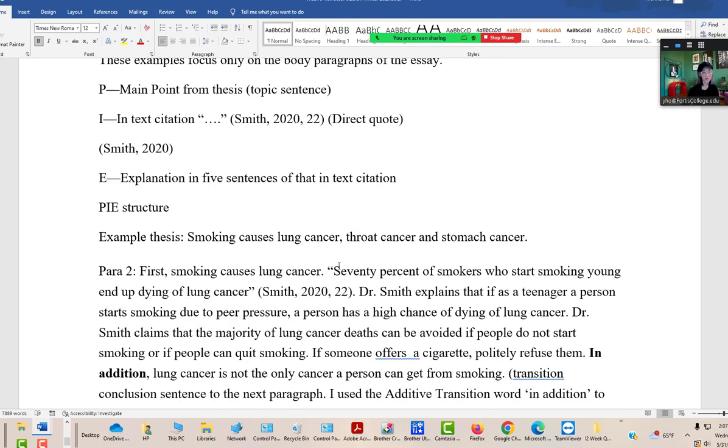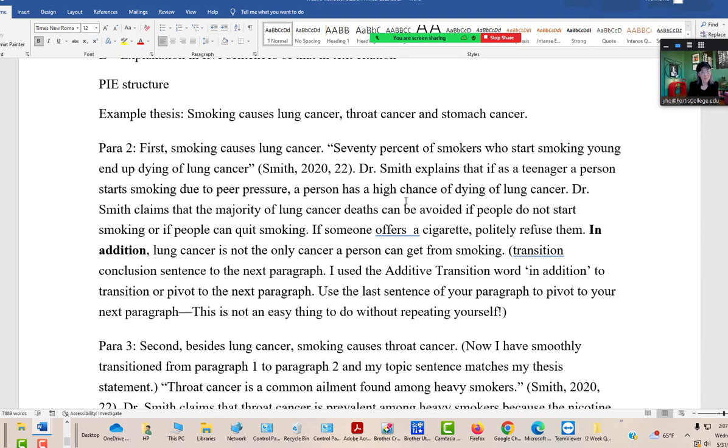Then you have to remember to have a beginning quotation mark and an ending quotation mark for a direct quote, and then you have to have the author's name, the date, and the page number. Now, the rest of this paragraph is just going to be about you explaining why you chose this particular in-text citation. So basically, the rest of the paragraph explains the in-text citation.